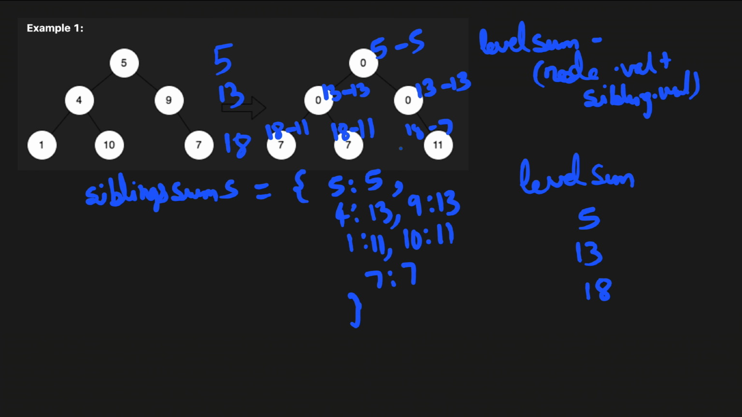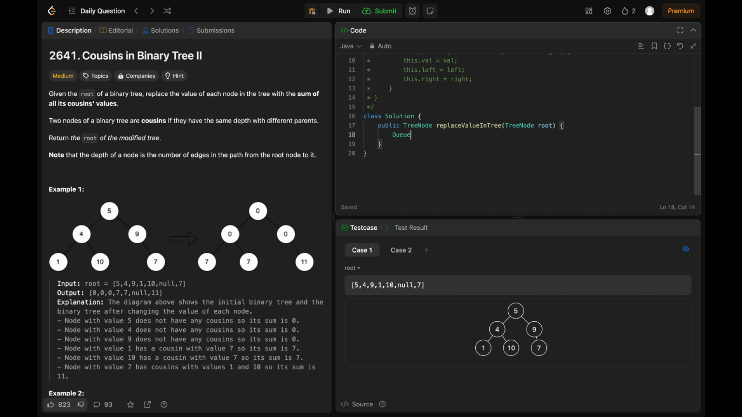Now let's jump into the code part. First, let's initialize a queue for the BFS or level order traversal, and in Java, we can use the linked list implementation for that. Now let's also initialize level sums to store the sum of values at each level. Here we can use the array list implementation because then we can treat level as an index and getting the value from the array will be an O(1) operation. Let's also create a map to track the sum of sibling values for each node.